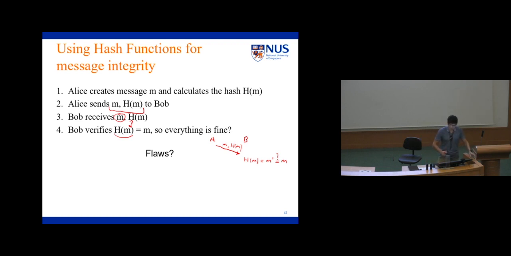Okay, so I want you to think about who else can calculate h of m. Is it only Alice who can calculate h of m? Hash functions are well-known. Maybe Alice just used SHA-256. Anyone who can just call SHA-256 libraries can compute the digest of any message.